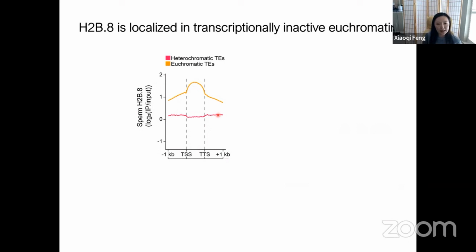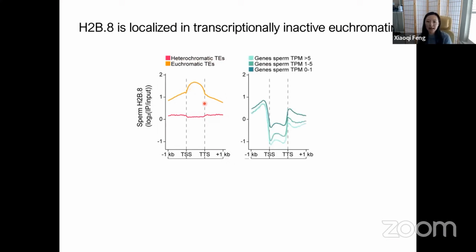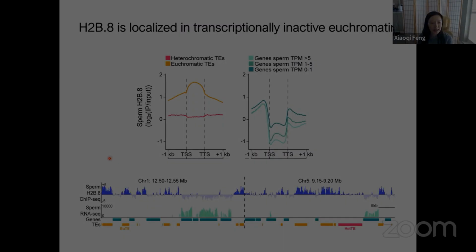And if you look here, it shows that H2B.8 is not deposited at heterochromatic transposons, but is abundant at euchromatic transposons. And at genes, H2B.8 is generally depleted from gene bodies. Here we group the genes based on their transcription in the sperm. The lighter the color, the more transcription, and you can appreciate that H2B.8 is especially depleted from transcribed genes. So here it just shows how it looks in the genome.